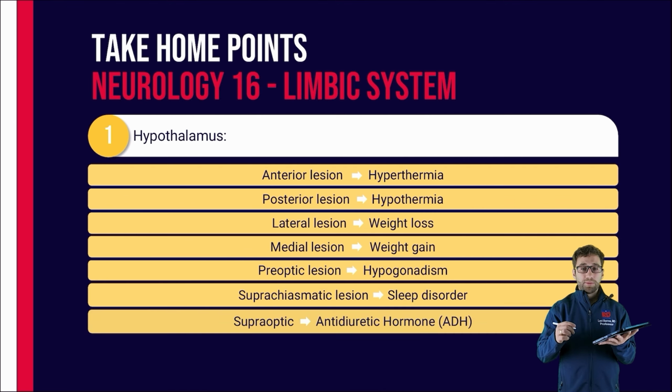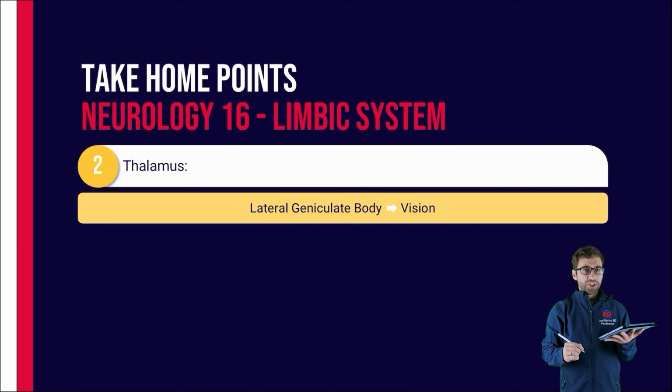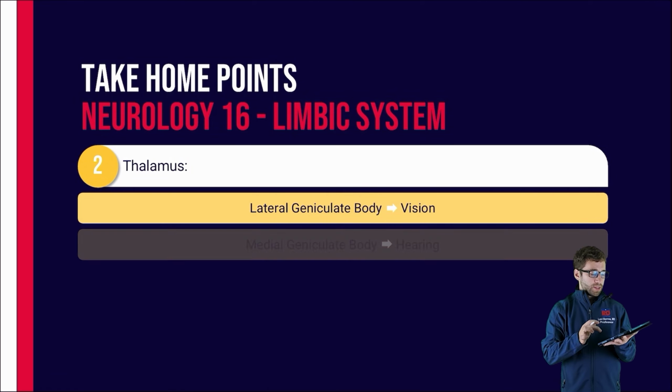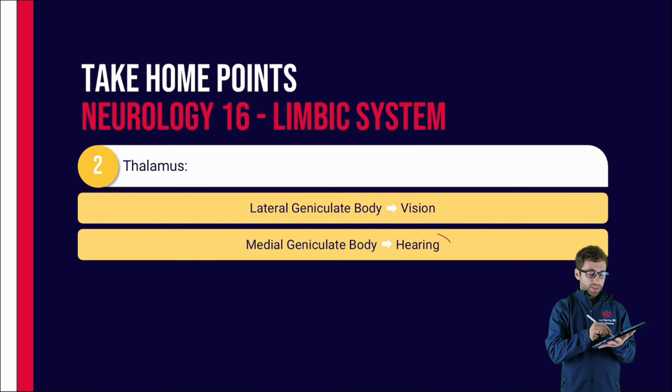nuclei release oxytocin, important for uterine contractions and lactation, mostly uterine contractions. Okay? Let's move forward. Well, the thalamus acts as the brain's relay station for sensory and motor signals, mostly sensory. The lateral geniculate body is responsible for vision, relaying visual information from the retina to the visual cortex. The medial geniculate body is involved in hearing, transmitting auditory information to the auditory cortex.